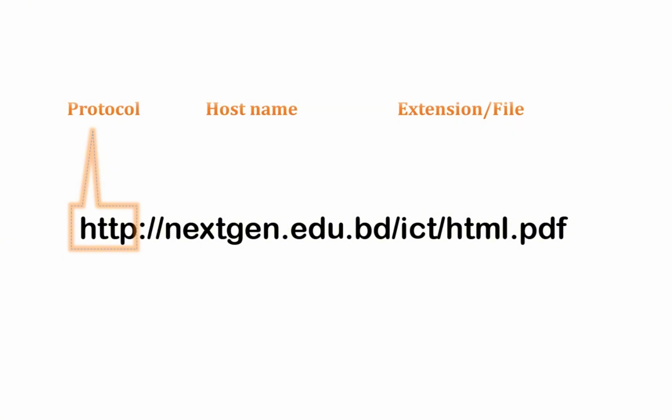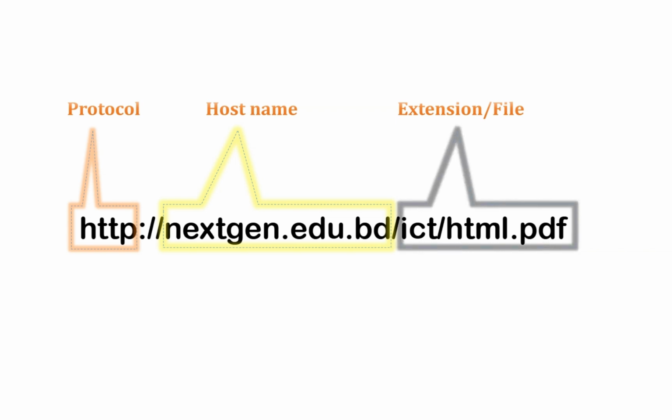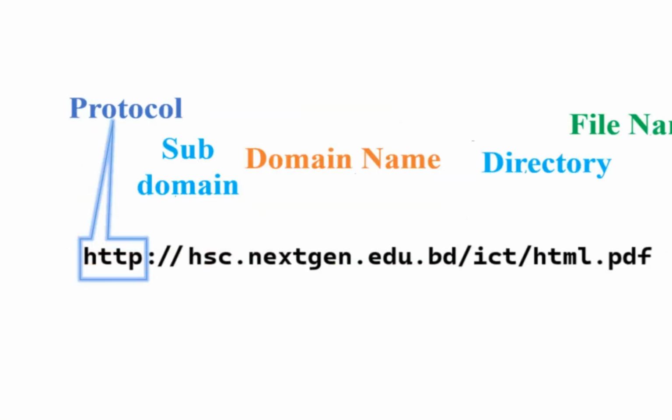It gives you the directory for a web portal. And of course, the host name. Here my host name is nextgen.edu.bd. Of course, I will split it later and explain more about this host name. And the last part is the extension, or we could call this one a file name.